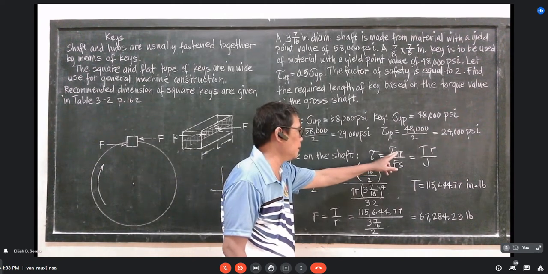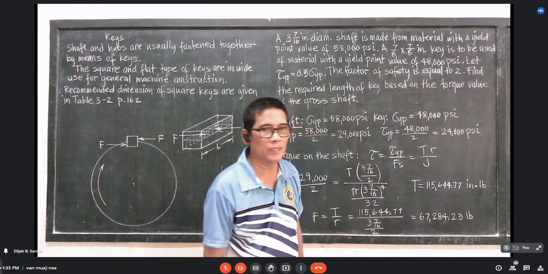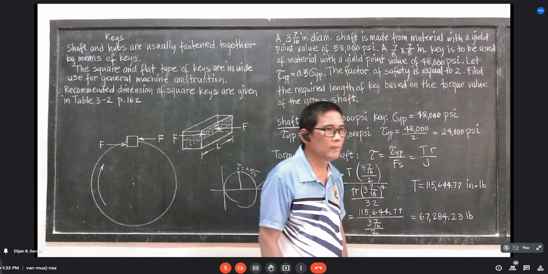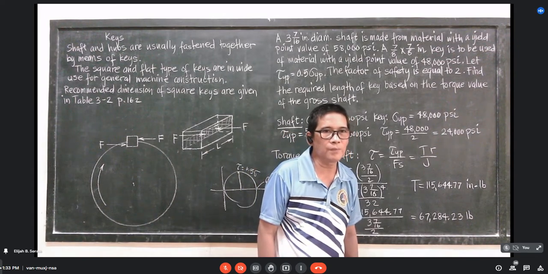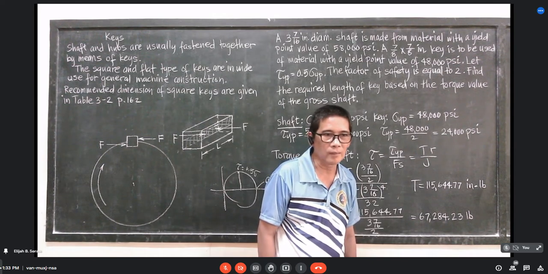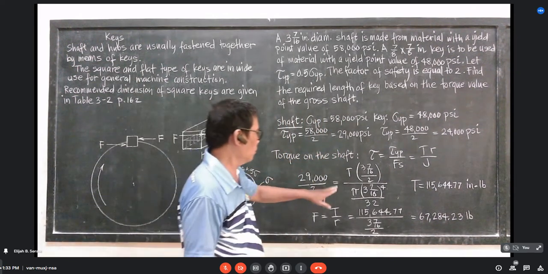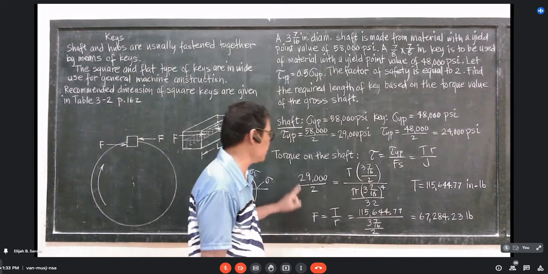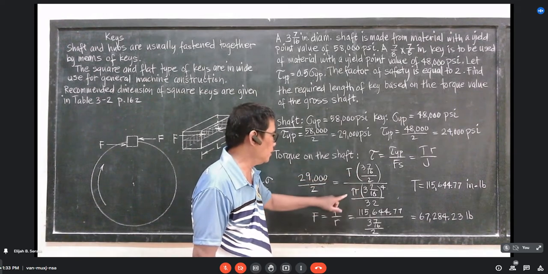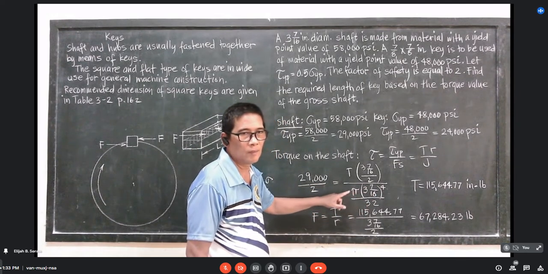The yield point in shear over the factor of safety is equal to TR over J. Remember that TR over J is shearing stress due to torsion or twisting. MC over I is flexure stress. And the result of that are normal stress, either compressive or tensile. Okay? So, we now have this: yield point over the factor of safety is equal to T, R is the diameter divided by 2, and pi d to the fourth over 32.